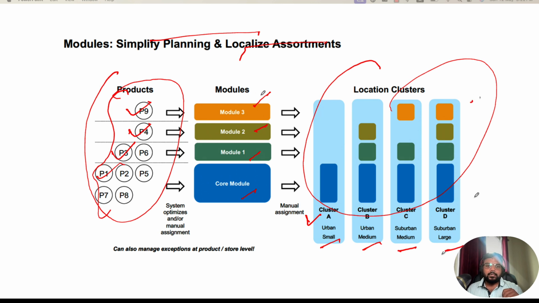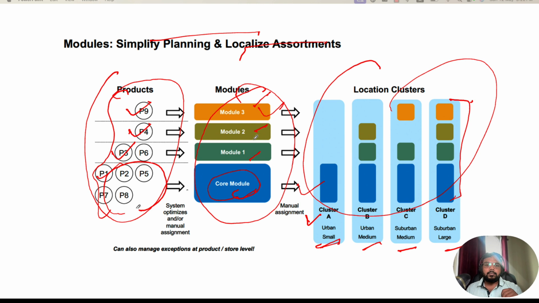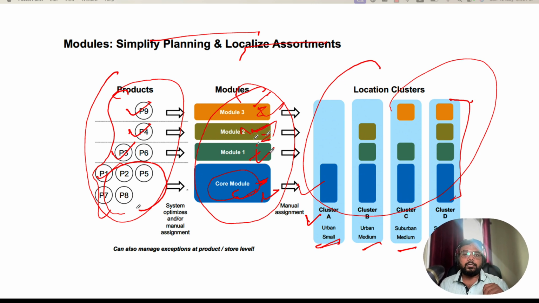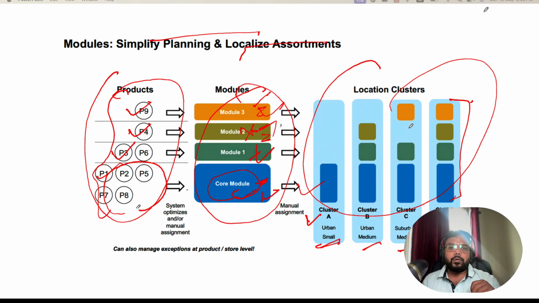So in the suburban large, I want to keep everything. So I'm allocating all my P1 to P8 or everything into this. But when I go to the store which is, let's say, small size, I want only the core products there. So I'm only assigning this product range and I want to sell only that. But if I go to suburban medium, I'm only keeping this one and this one, and I don't think that this one and this one would be doing well, so I have skipped them.